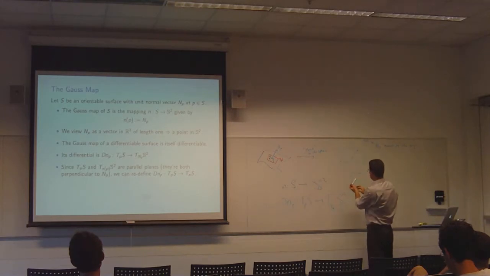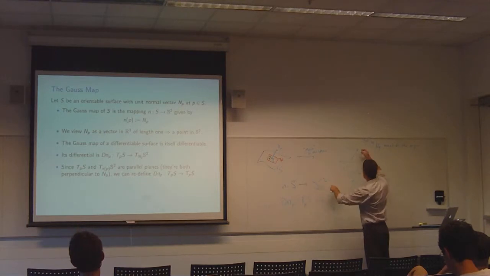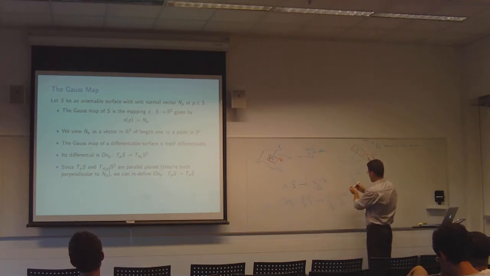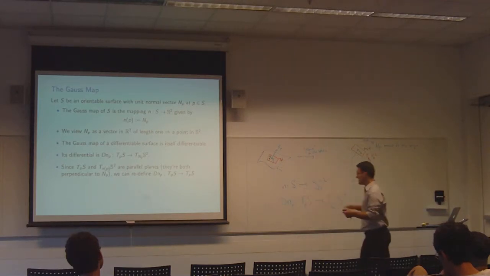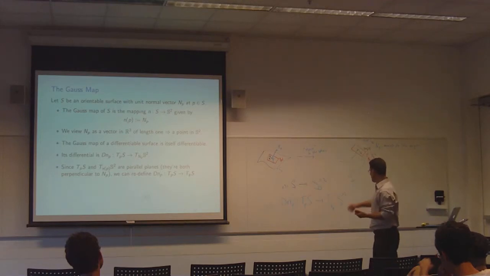Well, you get an image point. At the image point of n, you have another tangent space. So this is the tangent space at np of the unit sphere. And that x maps over to a vector on this side. So this is dn at p of x. So the differential of the Gauss map takes vectors to vectors in the tangent space. That's the tangent space of the unit sphere.